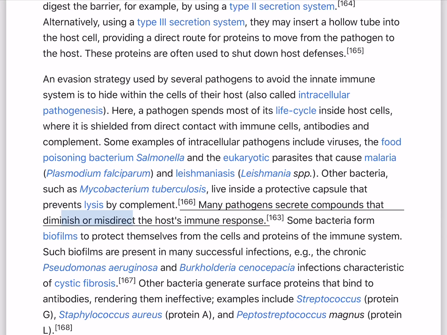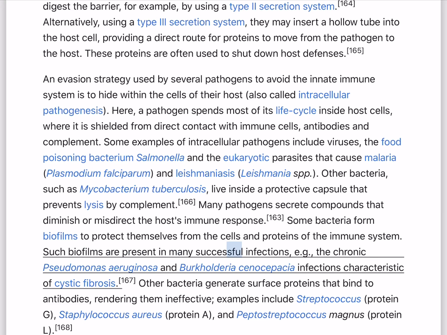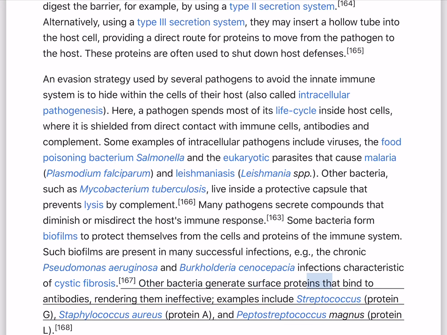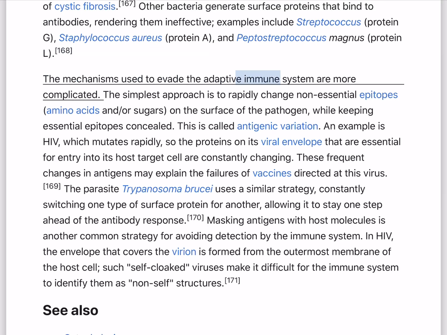Many pathogens secrete compounds that diminish or misdirect the host's immune response. Some bacteria form biofilms to protect themselves from the cells and proteins of the immune system. Such biofilms are present in many successful infections, for example, the chronic Pseudomonas aeruginosa and Burkholderia cenocepacia infections characteristic of cystic fibrosis. Other bacteria generate surface proteins that bind to antibodies, rendering them ineffective. Examples include Streptococcus, protein G, Staphylococcus aureus, protein A, and Peptostreptococcus magnus, protein L.